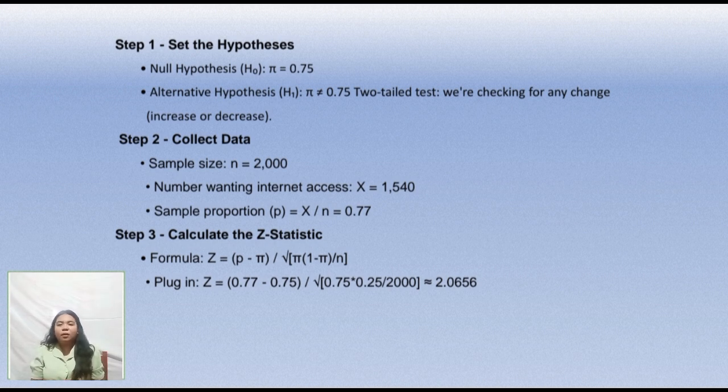The second is to find the denominator. Our denominator is 0.0097, and putting it all together, we get 2.0656. This means our sample proportion is a little more than 2 standard errors above the hypothesized value. So what does the z-score mean? A z-score of 2.0656 is beyond the critical value of 1.96 for a 5% significance level. So it's statistically significant, and we reject the null hypothesis.